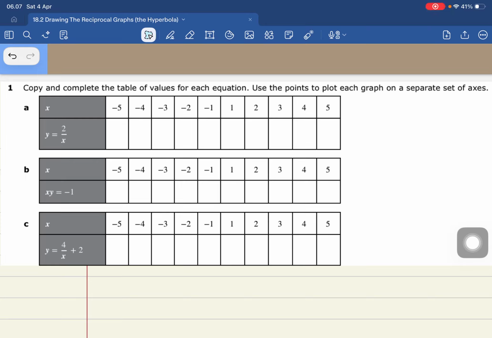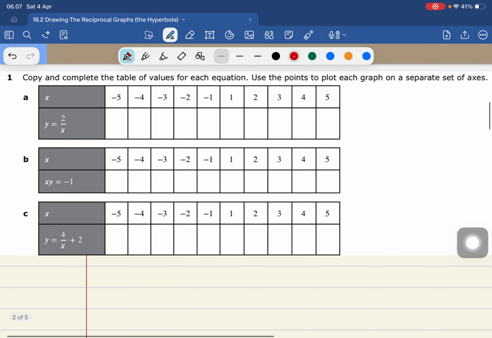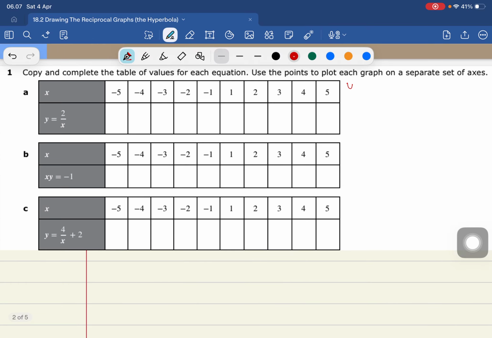Hi, in this question, I'm going to solve a practice question for drawing reciprocal graphs. So this is the hyperbola. We need to complete the table of values for each equation. Look at it, we've got the equation y equals 2 over x. So we just substitute each value of x, like y equals 2 divided by minus 5, then 2 divided by minus 4, and go on until we reach 2 divided by 5.